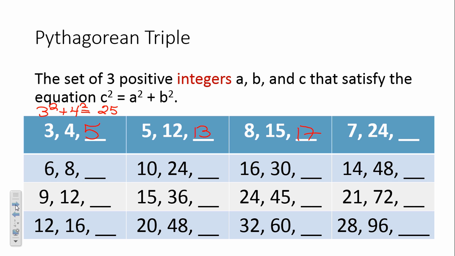So 7 squared is 49, right? And 24 squared is, okay, add them up. And then when we take the square root of 625, what do we get?